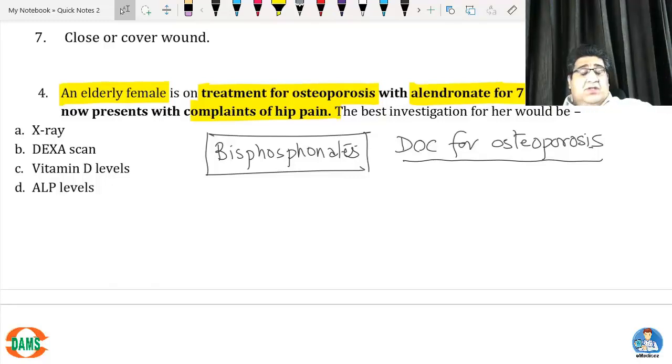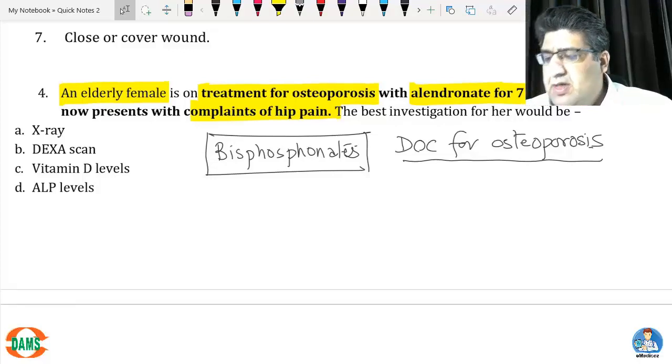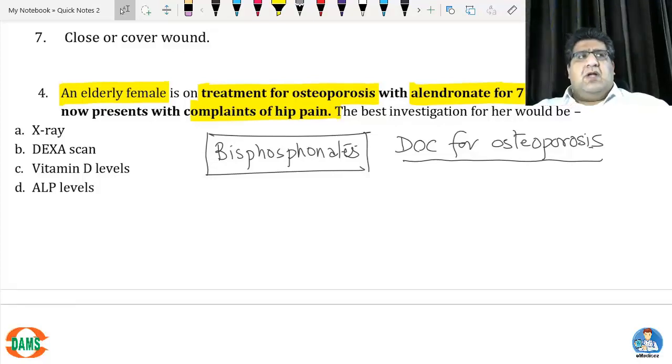And bone is a very dynamic tissue. Modeling, remodeling, formation, resorption. You have stopped the dynamic part. And when you have stopped the dynamic part, the bone will land up into what? The bone will land up into adynamic bone syndrome. The dynamicity will be lost.